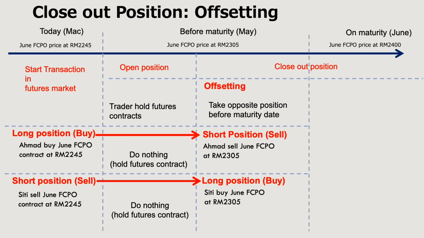If you refer to the example for CT, CT started a transaction in the futures market in March, where CT sold a June FCPO contract at price RM2245. To close out CT's position, CT needs to take the opposite position in May. So offsetting is closing out before the maturity date. So in May, CT needs to take the opposite position, which is a long position. That means in May, CT needs to buy a June FCPO contract at price RM2305. So that is offsetting. Offsetting means you take the opposite position before the maturity date.